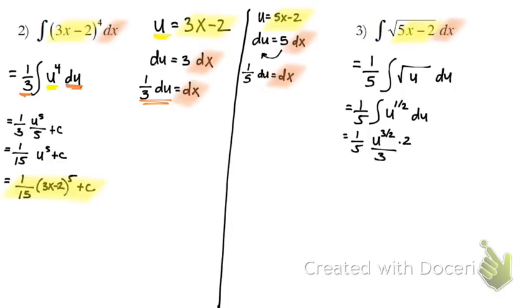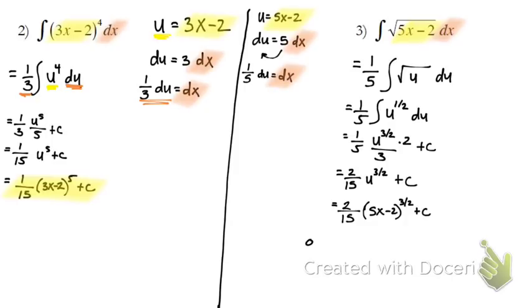Remember, we talked about that in the video two videos ago, where if I'm dividing by a fraction, instead of working with that complex fraction, I can divide by the 3 and then multiply by the 2, plus c. If I simplify this a little bit, I get 2/15 times u to the 3/2 plus c. And last but not least, I do not want to leave my answer in terms of u, so I'm just going to resubstitute back in what u is equal to. So that's 5x minus 2 to the power of 3/2 plus c.